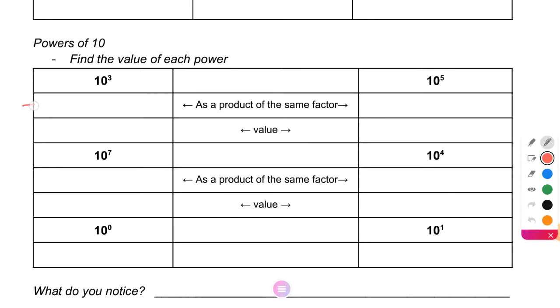Common wrong answer here is 3,000. Because you're thinking 1 times 1 times 1, there's 3 ones, that's 3. But 1 times itself, no matter how many times, is always 1. So this is 1 times 1 times 1 is 1. How many zeros do I need behind it, Brant? 3. So the value of 10 cubed is 1,000. Let's go down from there. 10 to the 7th. Dom, how can I write that out as a product of the same factor?